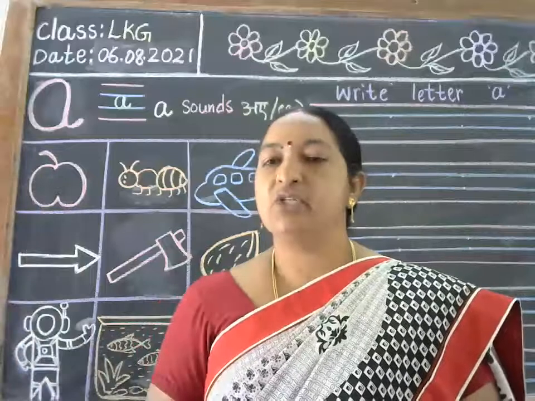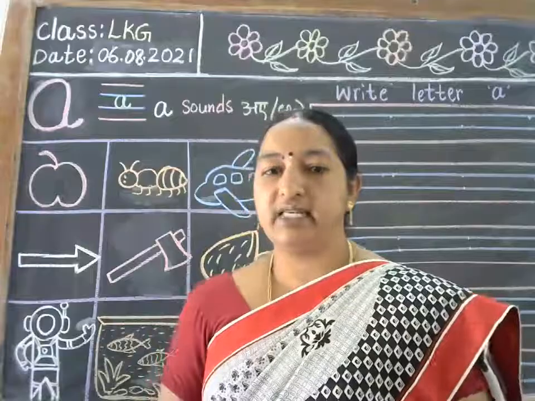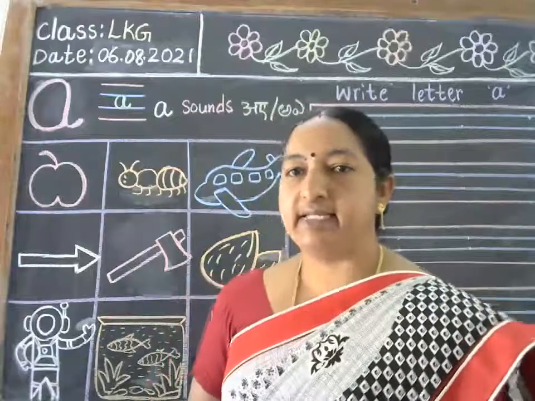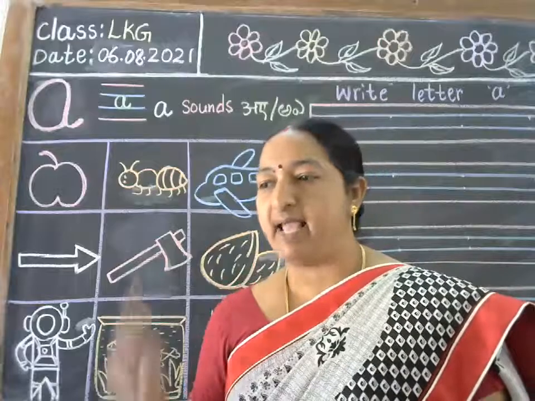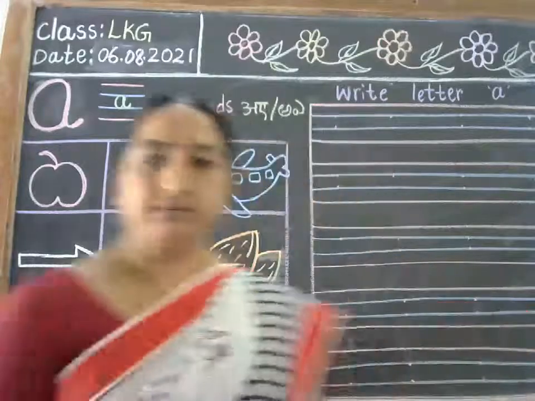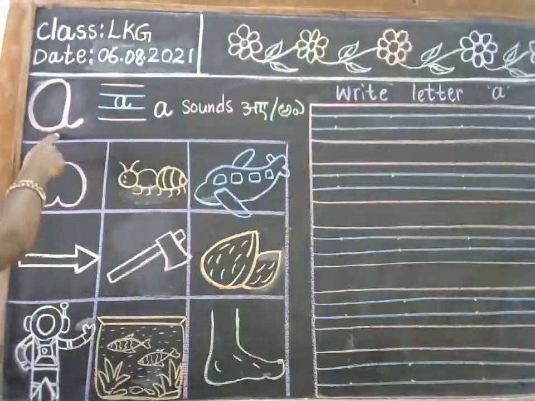Okay, children? So, learn these two rhymes. Now, let us see how to write letter A. Look at the blackboard. See here. This is letter A.